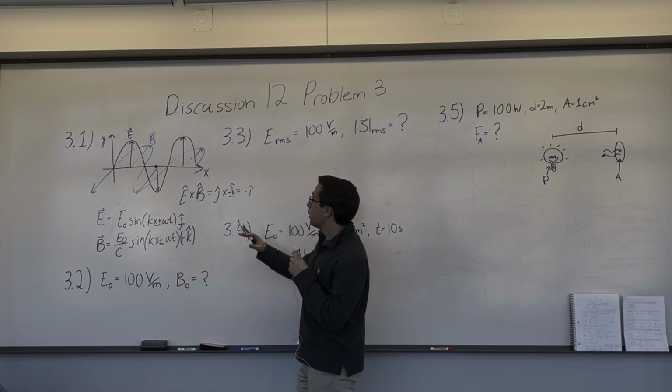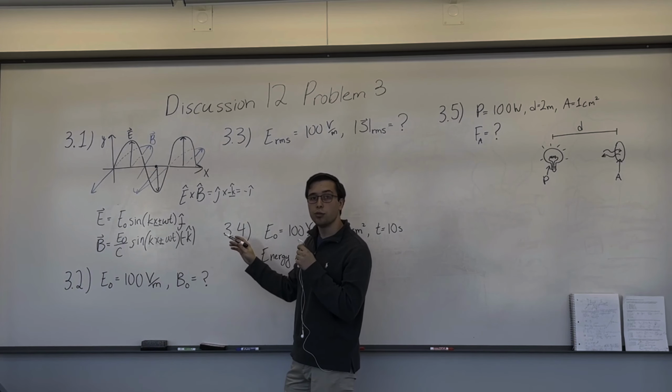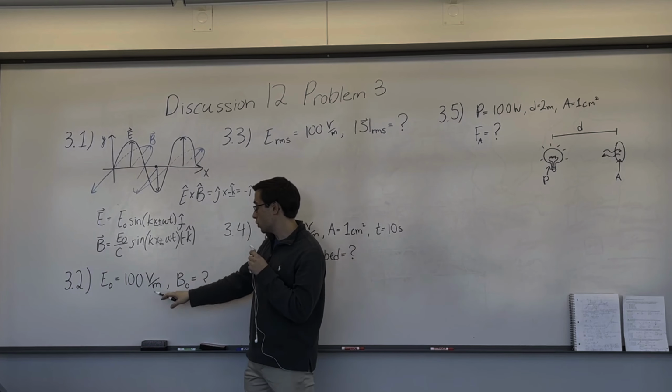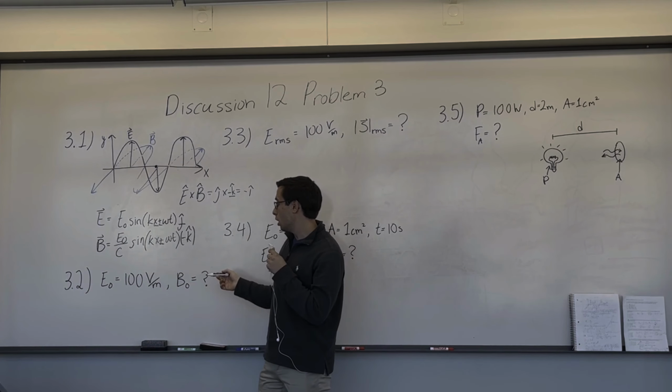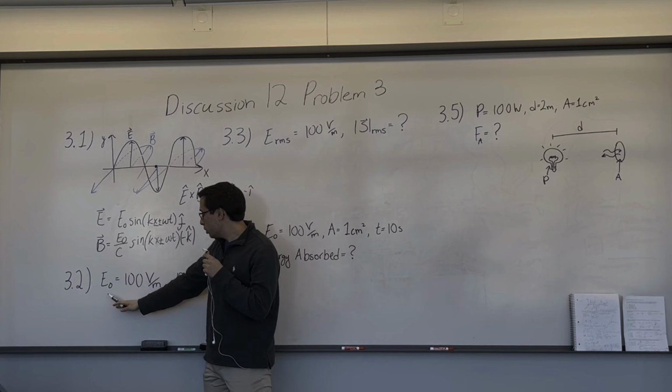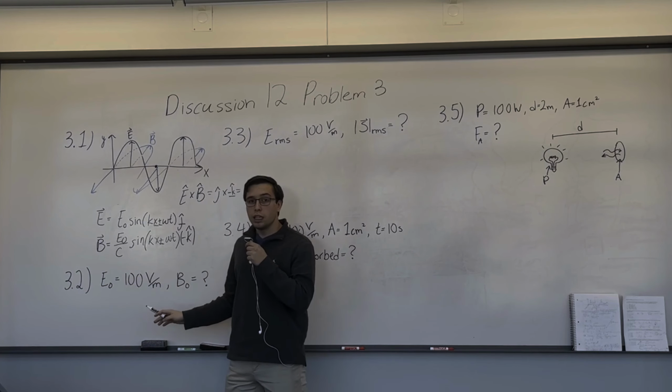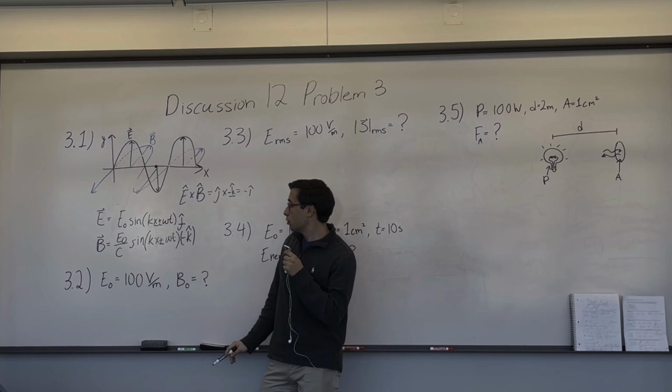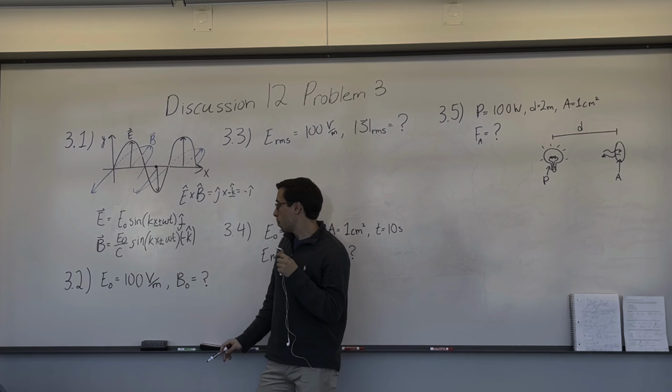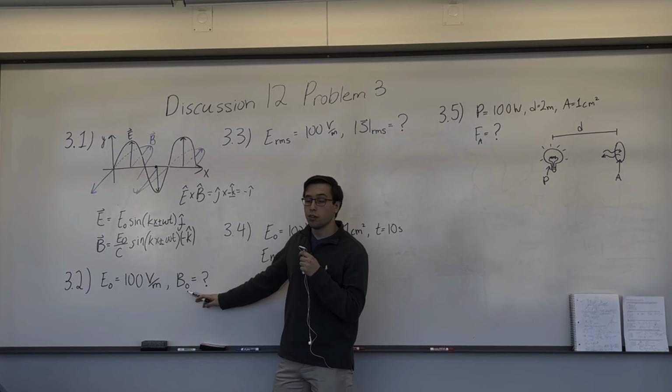Okay, that's 3.1. Let's move on to 3.2, which is kind of a continuation here. 3.2 is asking us, given an electric field amplitude for an EM wave, to find the magnetic field amplitude.